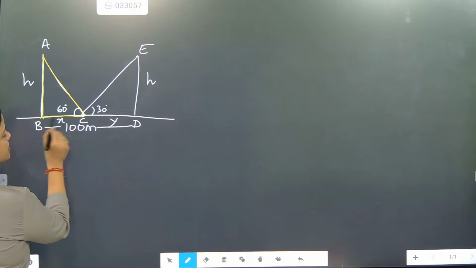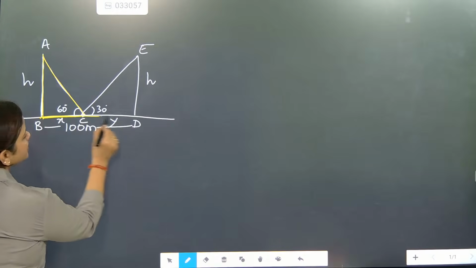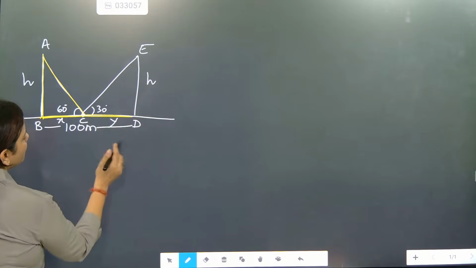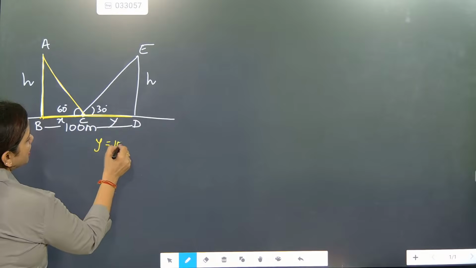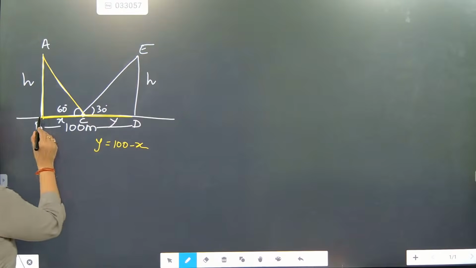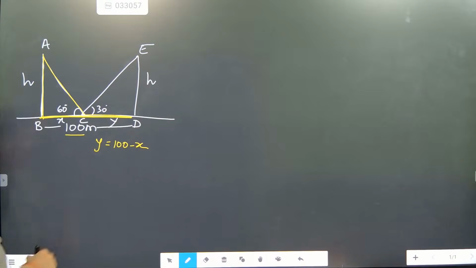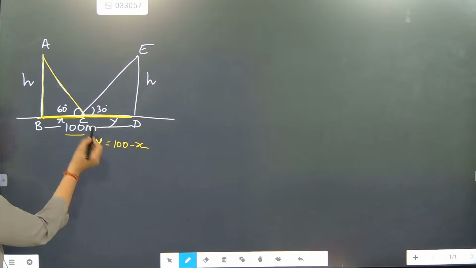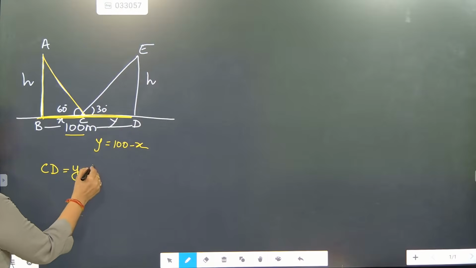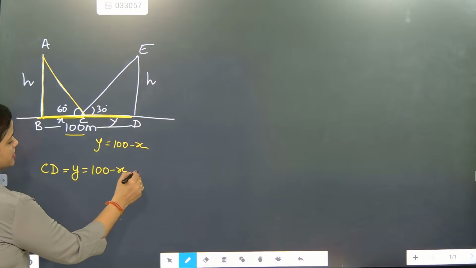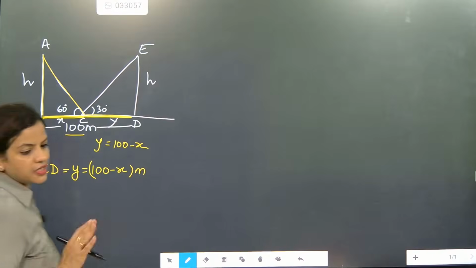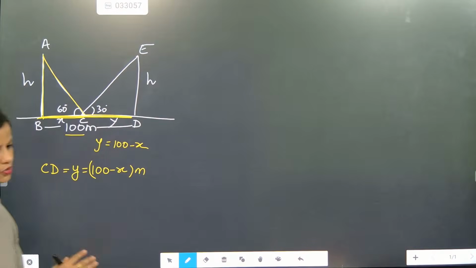See, if this is exactly x, then the total will be 100. Y will be 100 minus x. Correct? Because the distance between both pillars is 100 meter. If this one becomes x, then CD will be y, and y is 100 minus x meter. And this will help you to solve.